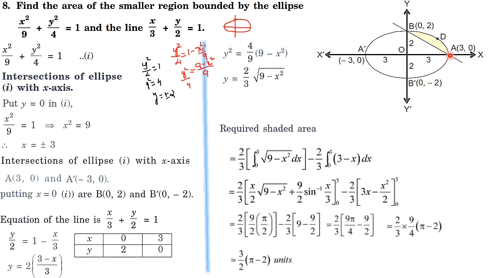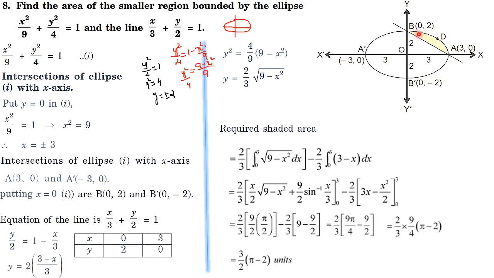Okay, 0 to 3. Area under this curve, that is a bigger one. Area under the curve means this is the curve. From the curve we have calculated the y value, that is 2 by 3 root of 9 minus x square. So 2 by 3 is a constant taken outside. Integral 0 to 3, as I said before, area under the curve.